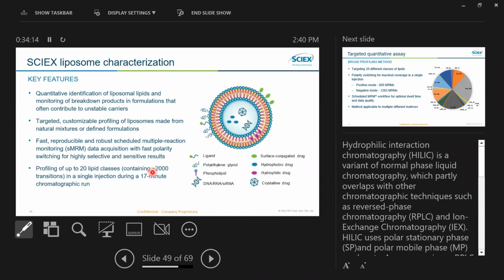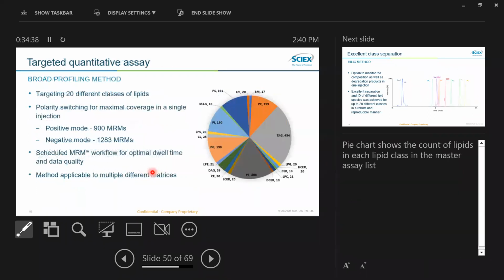The lipidome, or lipidomics, is a very complex field. There are several co-eluting lipids within a biological sample, so having technology to monitor as many lipids as possible helps. With this methodology, we're targeting 20 different lipid classes, either positive ion lipids or negative ion lipids. This methodology can then be taken and applied to lipid nanoparticles or liposomes.